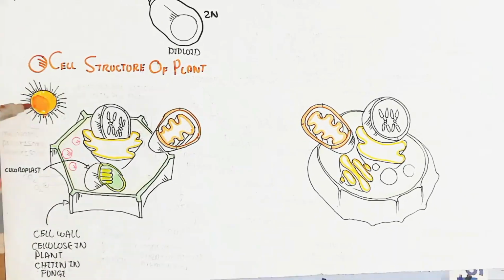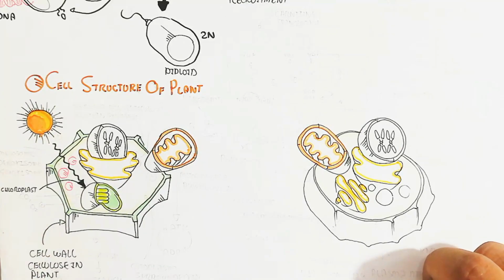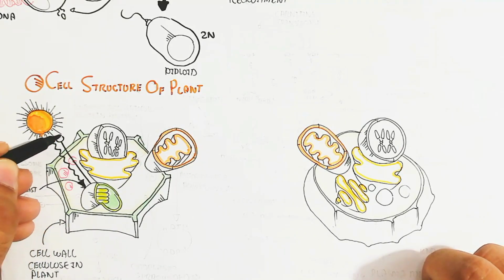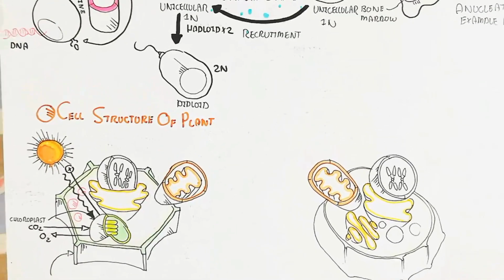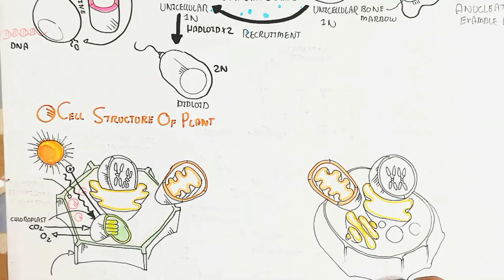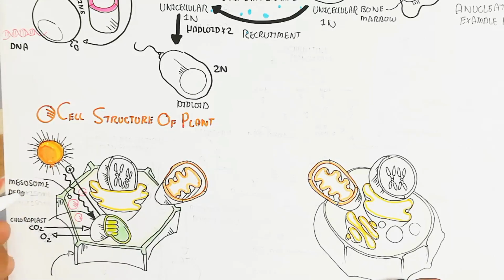The chloroplast is an important organelle that consumes light and carbon dioxide to produce oxygen, and also produces glucose, and glucose is converted into starch. Starch is amylose and amylopectin.